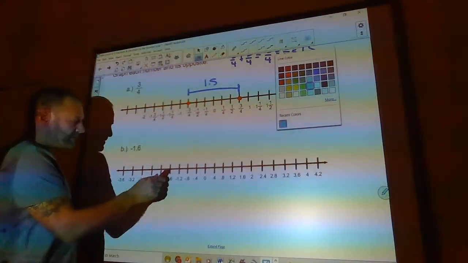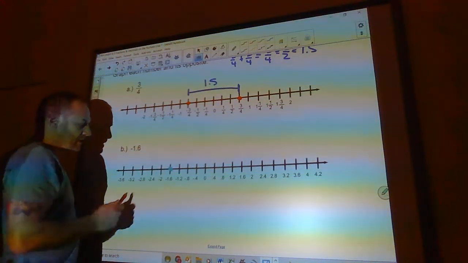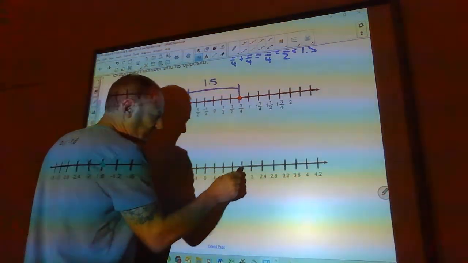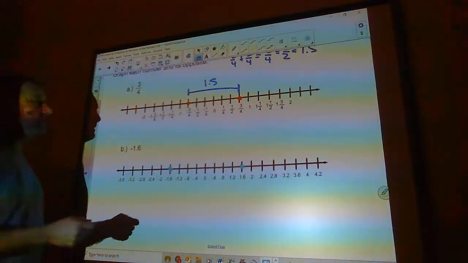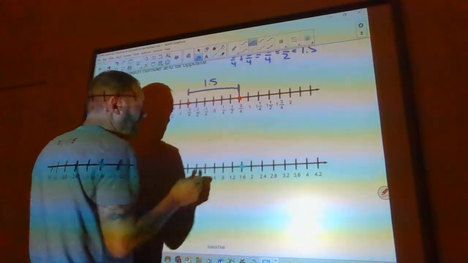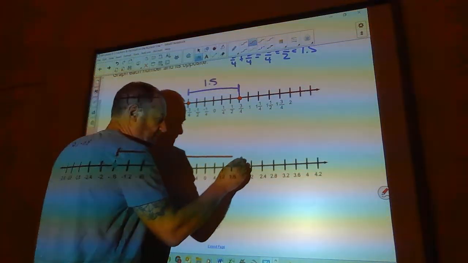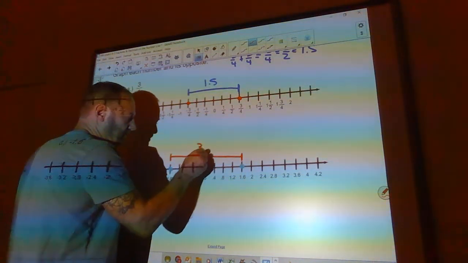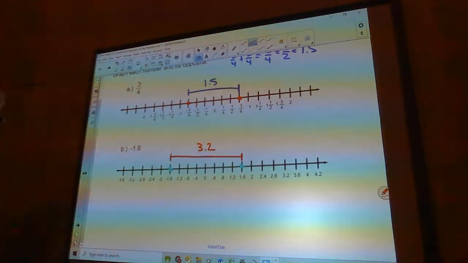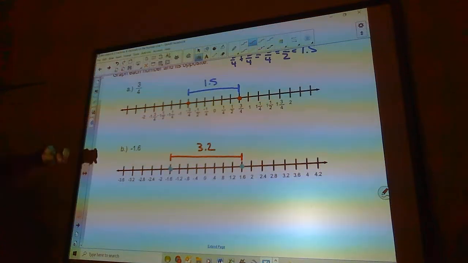So -1.6 would go right here. And its opposite would be 1.6, which is right there. And then if you needed to know the distance between them, that would be this distance, which would be 1.6 plus 1.6 would be 3.2. So very easy, especially when you just got decimals.